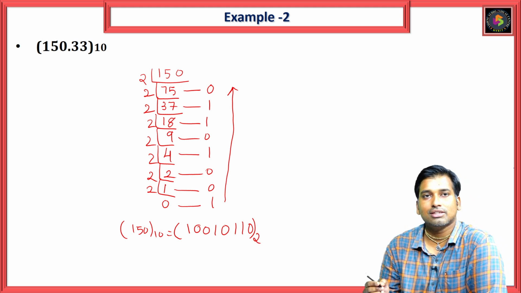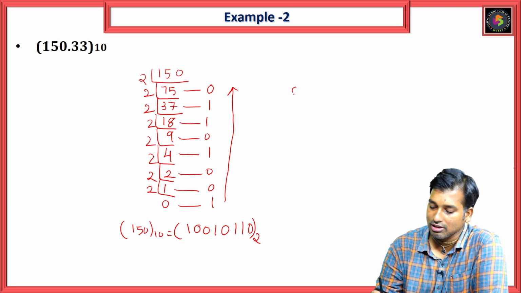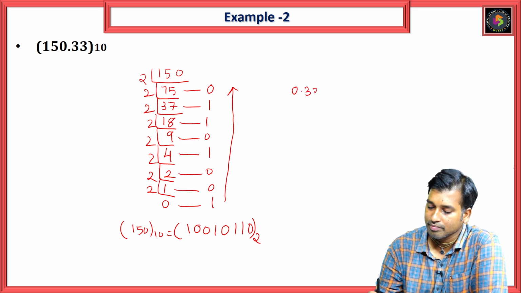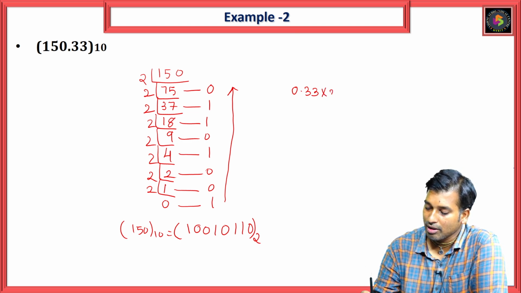And the next step is we have to take the fractional part. Fractional part is 0.33. What I have to do? I have to multiply by 2. When multiplied by 2, it is 0.66. The integer part is 0. Take the fractional part. Again multiply it by 2.